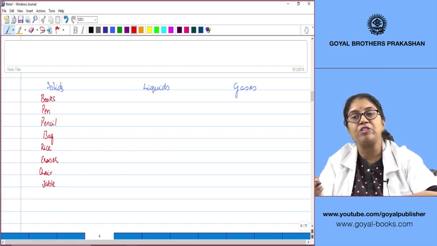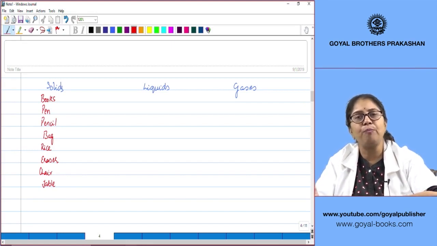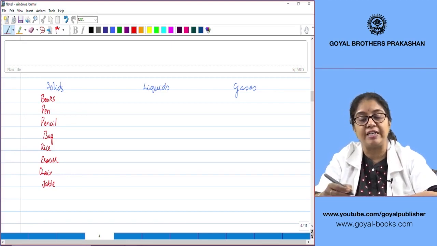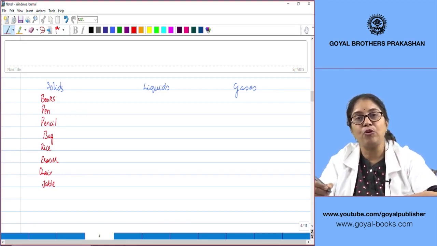Now coming to liquids, children, a liquid is that state of matter which has a definite volume but does not have a definite shape. It takes the shape of the container. Moreover, these liquids have only one free surface and they are slightly compressible.